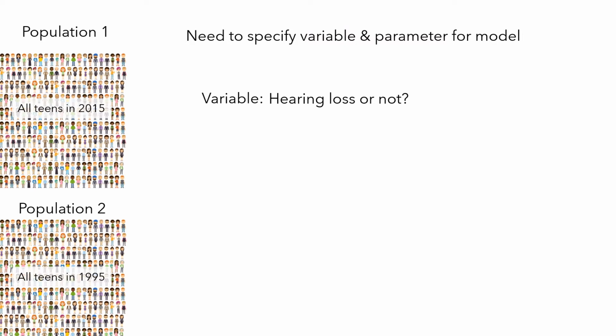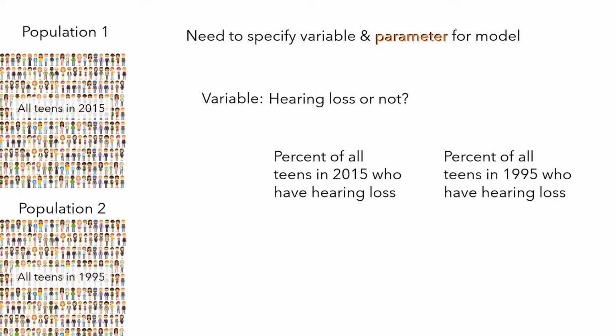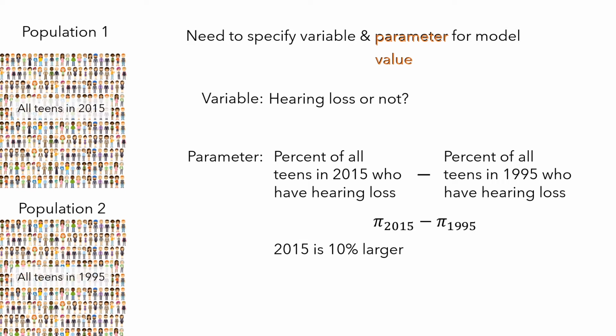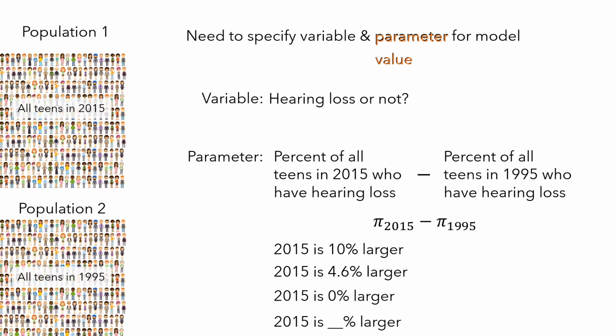Next, we need to specify the parameter. Each population has a parameter: the percent of all teens in 2015 who have hearing loss, and the percent of all teens in 1995 who have hearing loss, and we subtract these to get a compound parameter. Then we need to specify a value for the parameter in our model. That is, we could specify that 2015 had a 10% larger rate of hearing loss, or a 4.6% larger rate, or that the two rates are the same, or any other percentage difference.